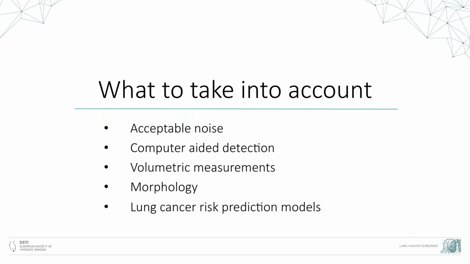First of all, noise needs to be acceptable, but because of the contrast between lung parenchyma and the nodules, noise can be relatively high. Secondly, the scan protocol needs to allow computer-aided detection as well as accurate volumetric measurements. Morphology of the lesions should still be able to be appreciated. For example, the ground glass component needs to be depicted in part solid nodules and needs to be differentiated from the normal parenchyma. And last, some lung cancer prediction models take into account emphysema, so this also needs to be appreciated on your low dose scan.